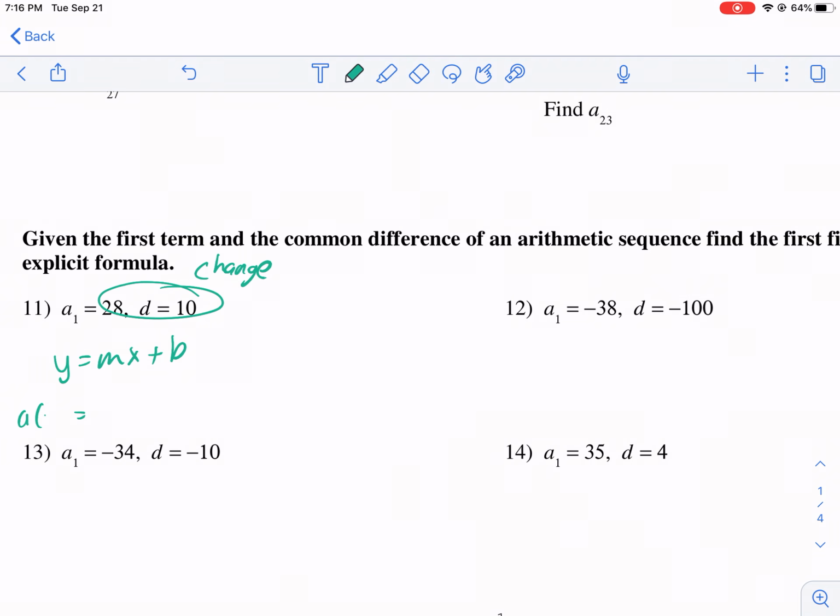I would write it like this, a of n, function of n. And then our change is 10, and I'm going to put an n instead of an x, okay? And then it gives us our first term.